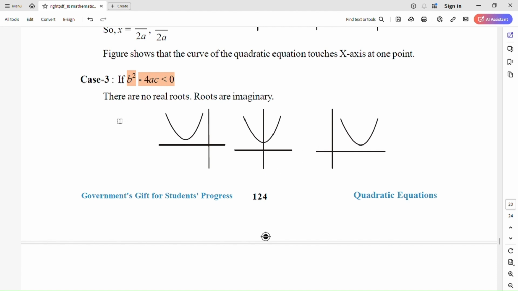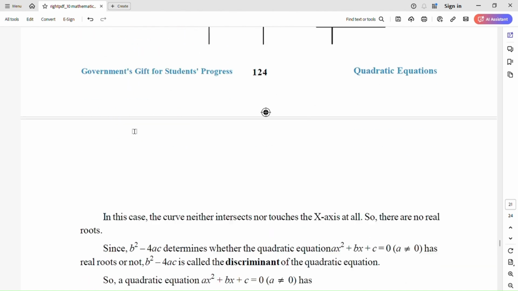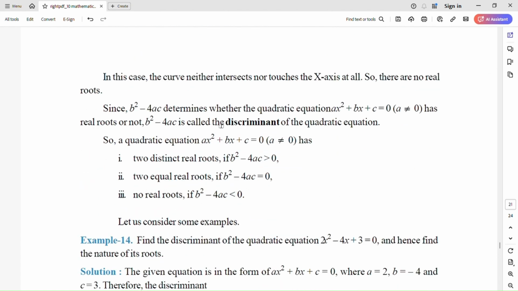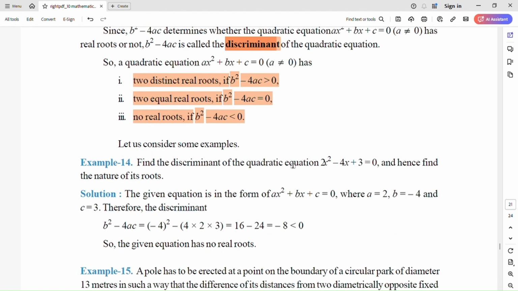So these are the three types of roots we can think of, depending on the discriminant b square minus 4ac value. And when you draw the graph, they look something like this. So b square minus 4ac is called a discriminant. And as we know, it has two distinct real roots if b square minus 4ac is greater than 0, two equal roots if b square minus 4ac is equal to 0, and no real roots if b square minus 4ac is less than 0. So this is the one most important point to note down.